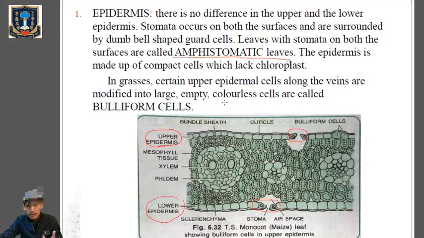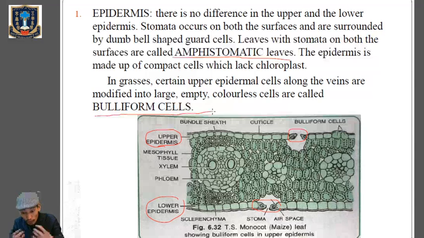Now in grasses, look very carefully, certain cells of the upper epidermis, along the veins, are modified into large empty colorless cells, and such cells are called bulliform cells. So when these bulliform cells absorb the water, they become turgid and they usually open up, they become exposed.